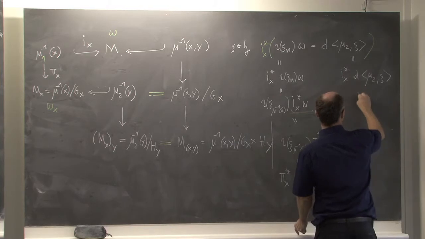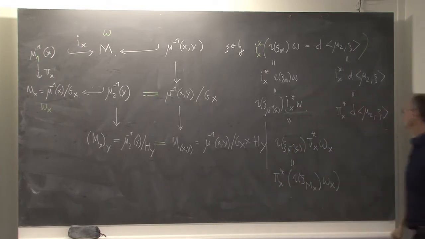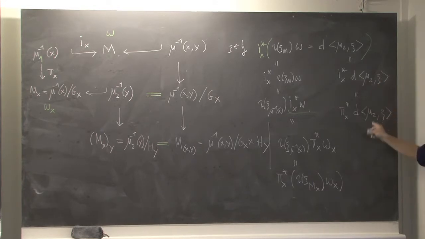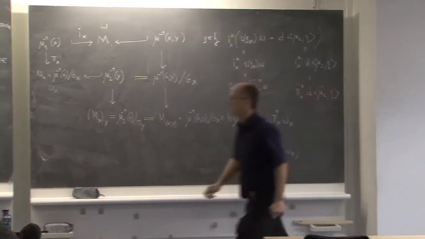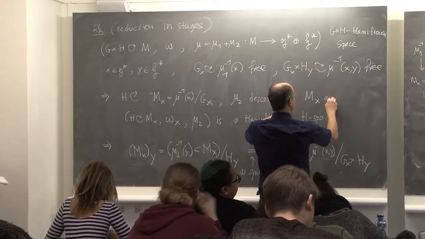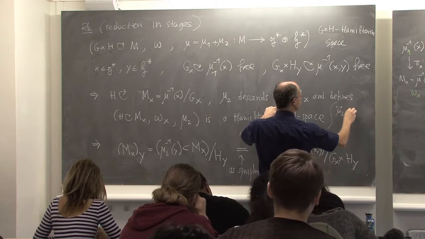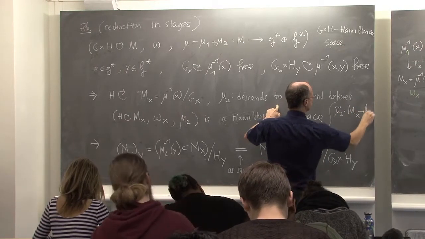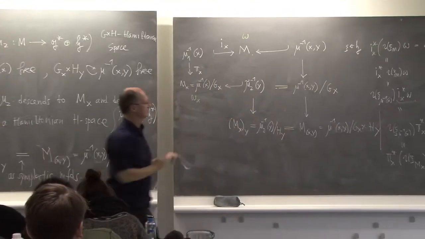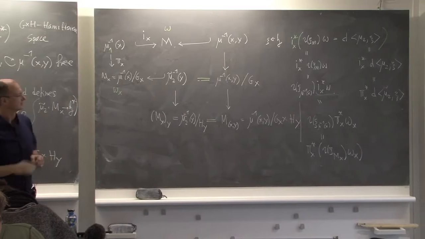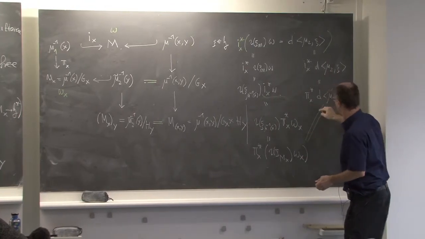And this means the following. Of course, here this notation becomes a little bit ambiguous. Maybe we should call it mu2 tilde. So mu2 descends to mx and defines mu2 tilde. So then this would be this mu2 tilde. So now what? Now we got that this is equal to that.